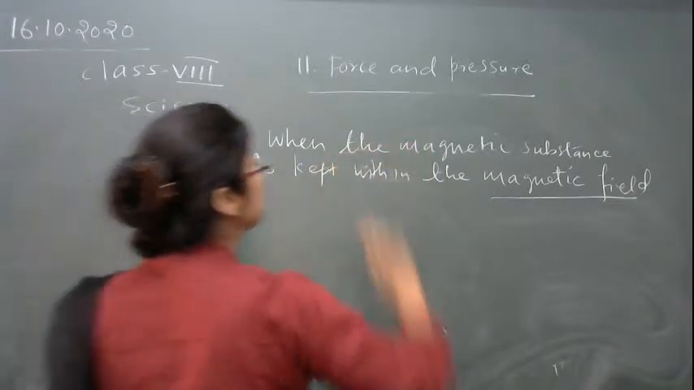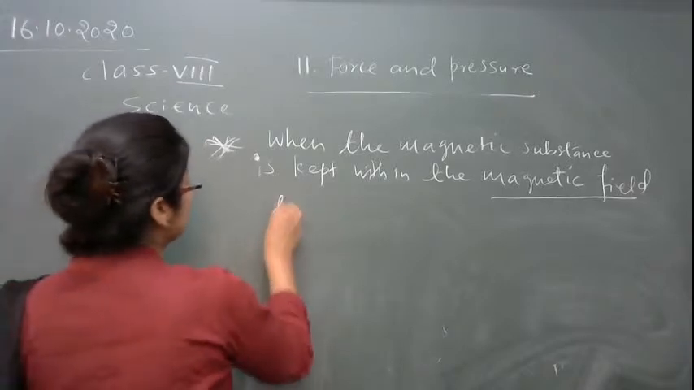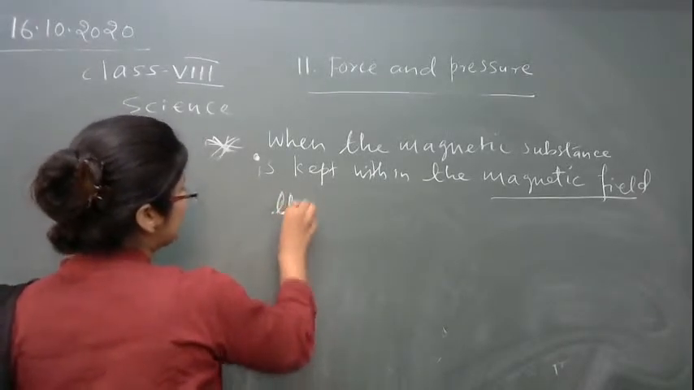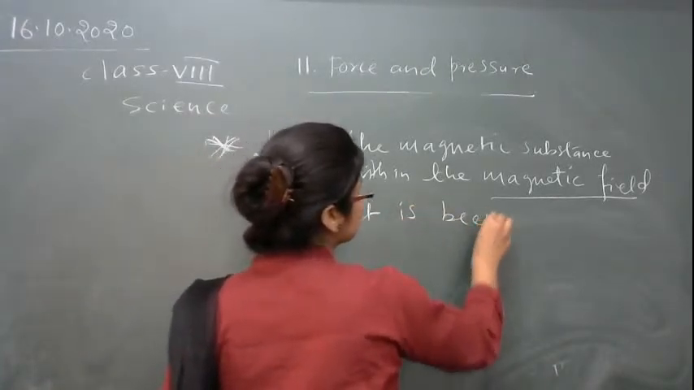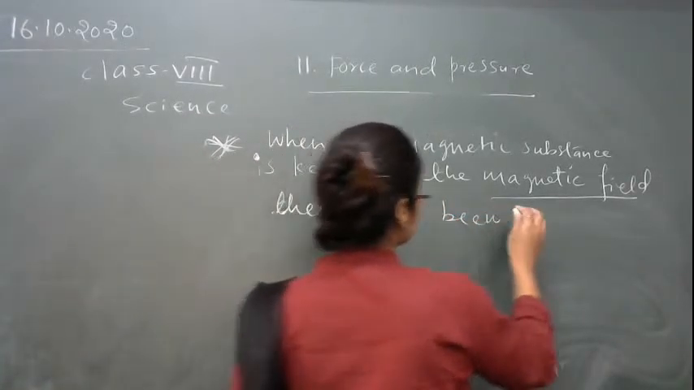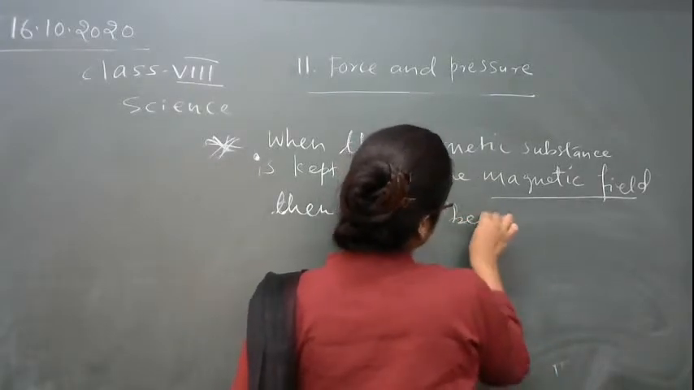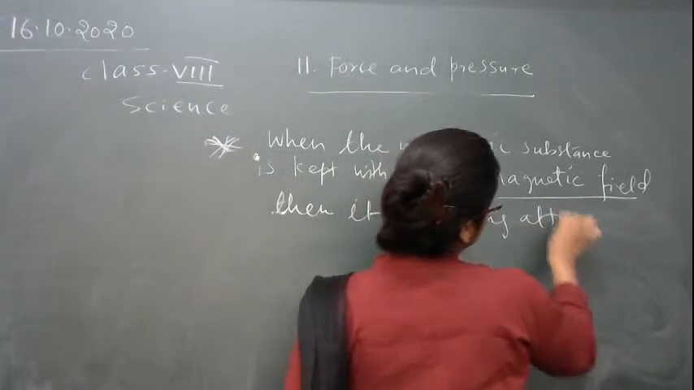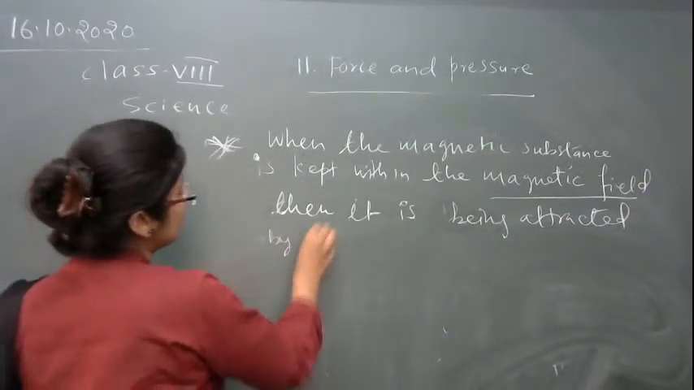So, when the magnetic substance is kept within the magnetic field, then it is attracted by the magnet.